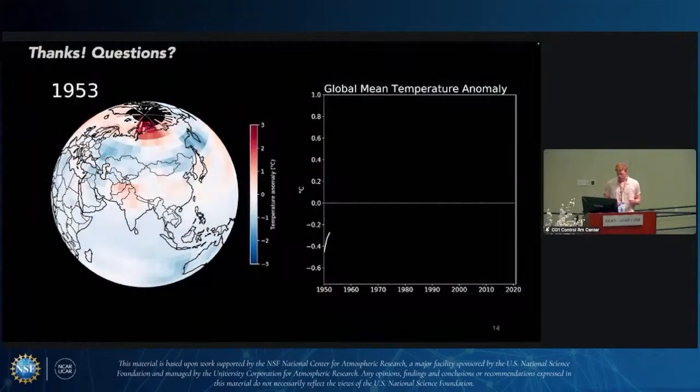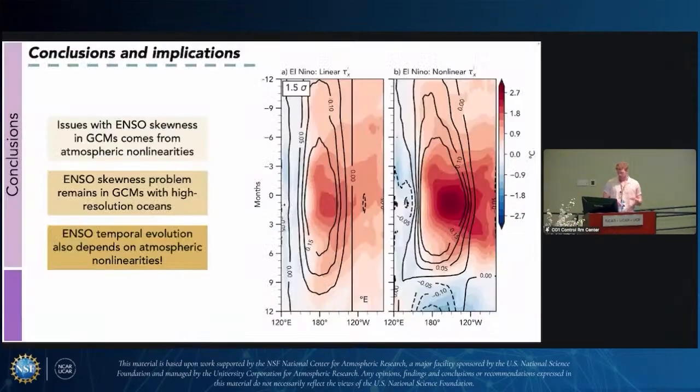I'll leave my conclusions up here, but what I want to highlight as well for CESM3 is that there's a problem with the El Nino to La Nina-like phase transition. These are just some Hovmöllers, and what you can see is in the linear case on the left, you have an El Nino event which exists for almost 2 years. You have anomalies which persist throughout the tropical Pacific.